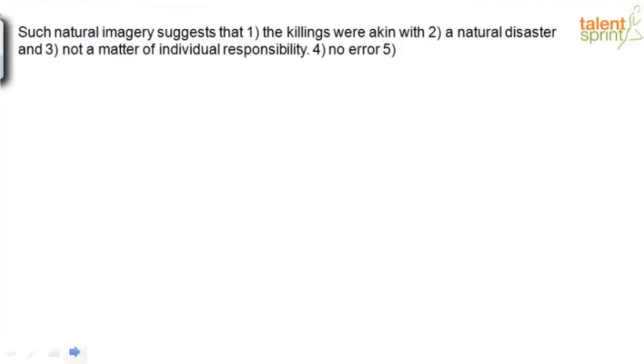Let's read the context. Such natural imagery suggests that the killings were akin with a natural disaster and not a matter of individual responsibility. Where do you think the error is? The error is in part 2. So what do you change that? Akin is an adjective, right? This is an adjective plus preposition collocation. So akin usually goes with what preposition? That's my question. This is in part 2.